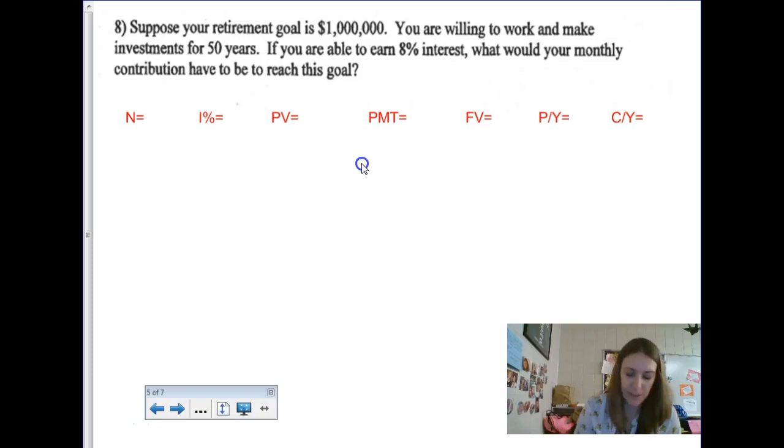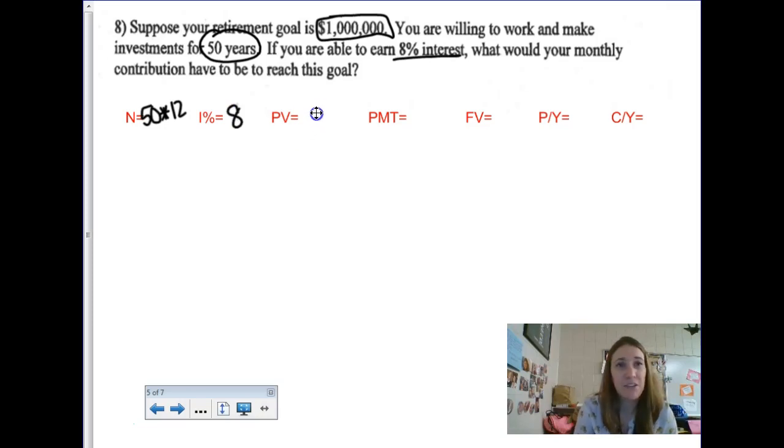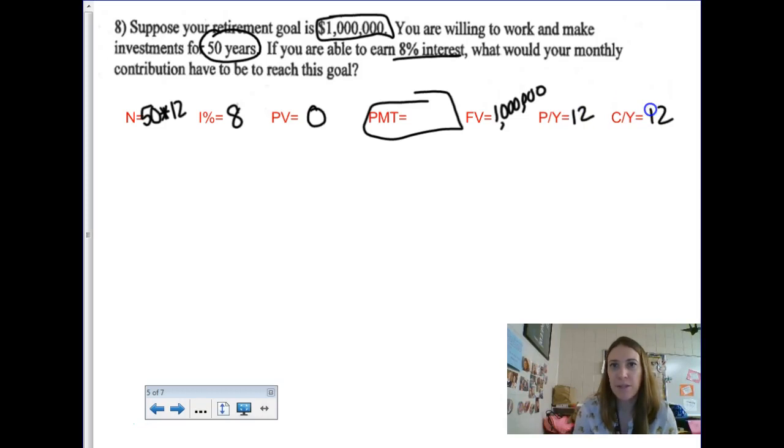All right, this one. You want to have $1 million before you retire. Me too. All right, you are willing to work and make investments for 50 years. All right. 8% interest, and we're doing monthly contributions. So for N, it's 50 years times 12. The interest rate is 8. Present value, I don't have any money yet. I'm going to make some amount every month. I don't know. My future value needs to be $1 million. You don't have to put commas. And then 12 compoundings and payments.